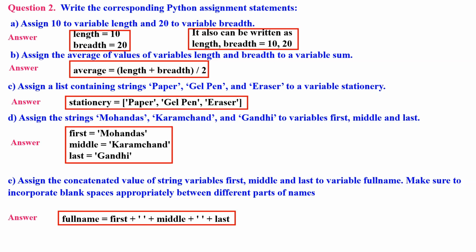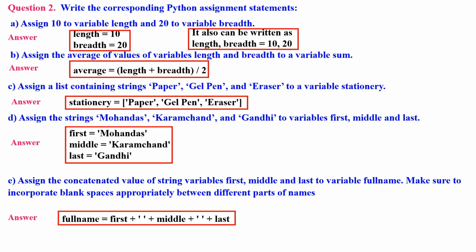C. Assign a list containing strings paper, gel pen, and eraser to a variable stationery. Answer. Stationery equals open square brackets paper, gel pen, eraser close square brackets. Remember, list is enclosed in square brackets. D. Assign the strings Mohandas, Karamchand, and Gandhi to variables first, middle and last. Answer. First equals Mohandas, middle equals Karamchand, last equals Gandhi. As the names are strings, it's enclosed within quotes.